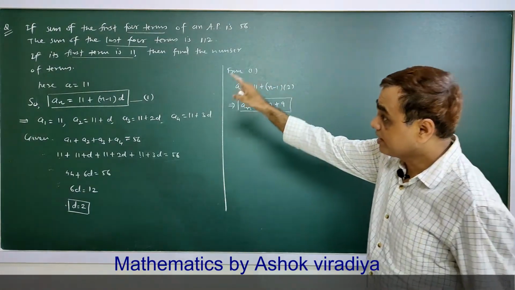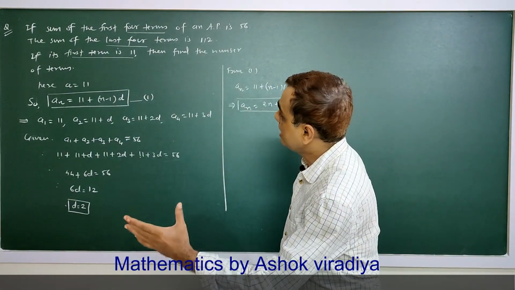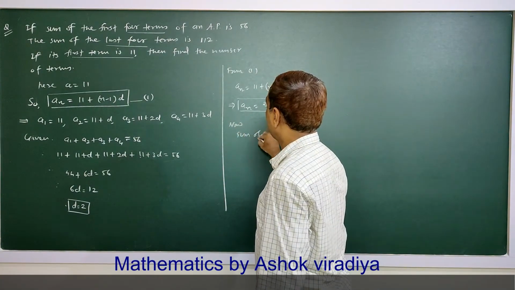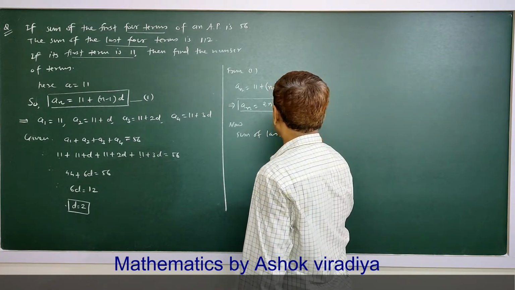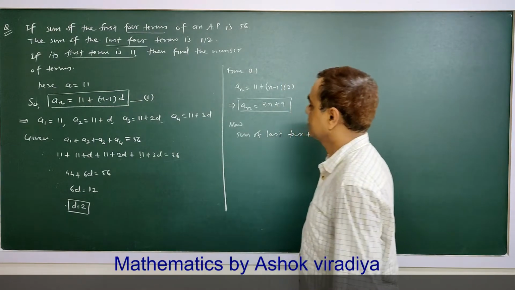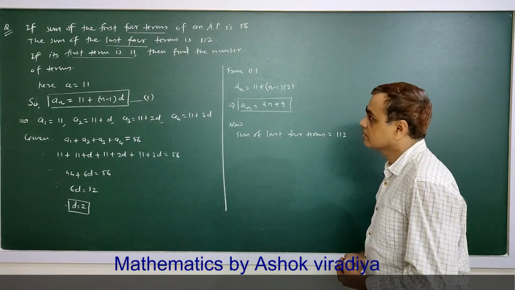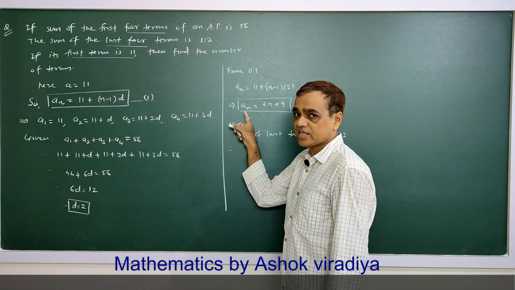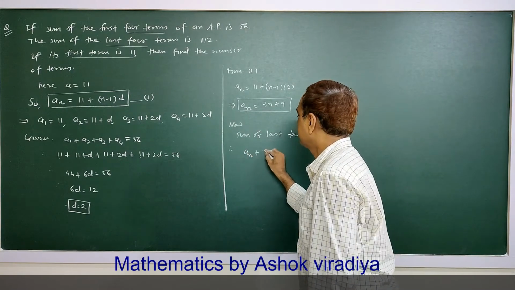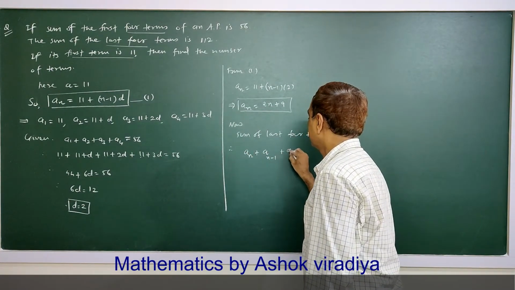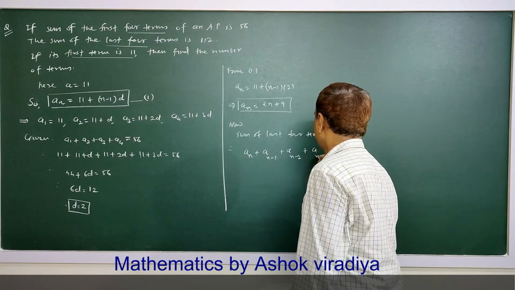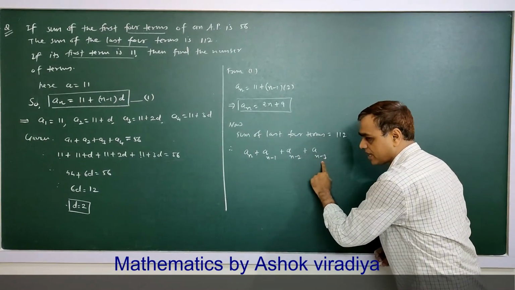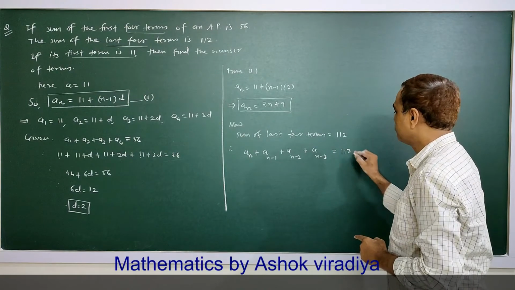Now it is given that the sum of the last 4 terms is 112. This is the last term, an is the last term. So an, then second from last, then third from last, then fourth from last. The sum of the last 4 terms is 112.